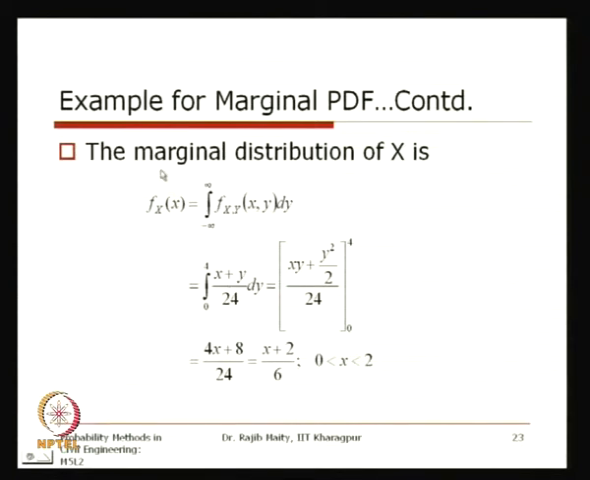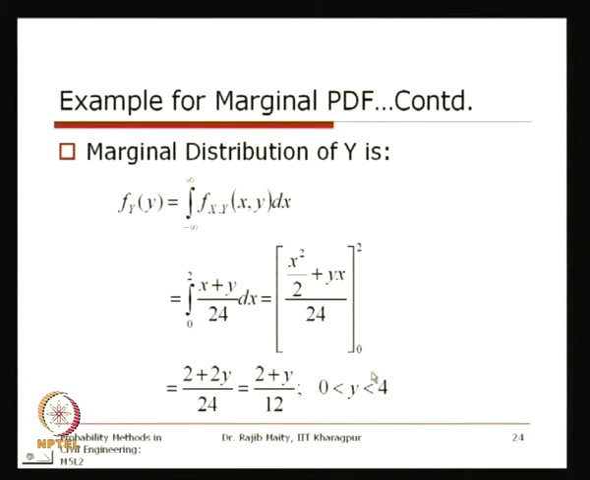Now if we want to know the marginal distribution of x, then we know that we have to integrate it with respect to y, from minus infinity to plus infinity. So we are taking the entire range, which is 0 to 4. If we take this range for y, we will get (x + 2)/6, and the range for x is from 0 to 2.